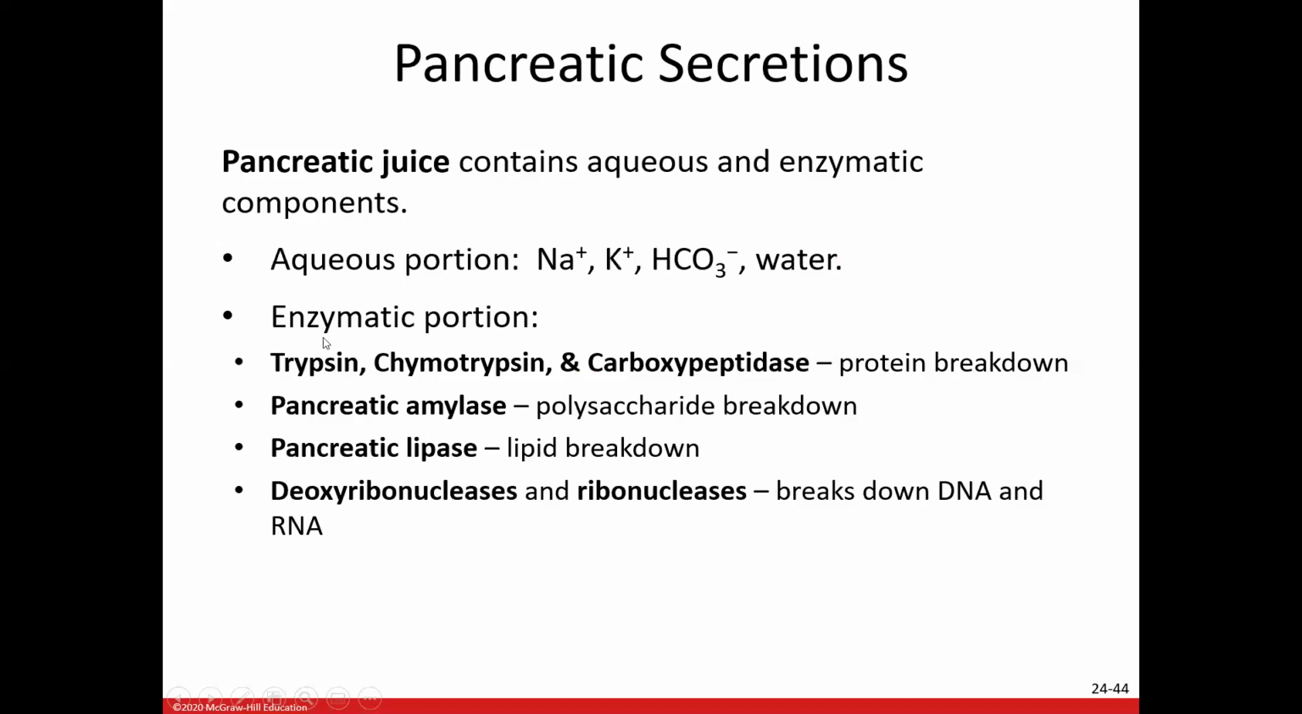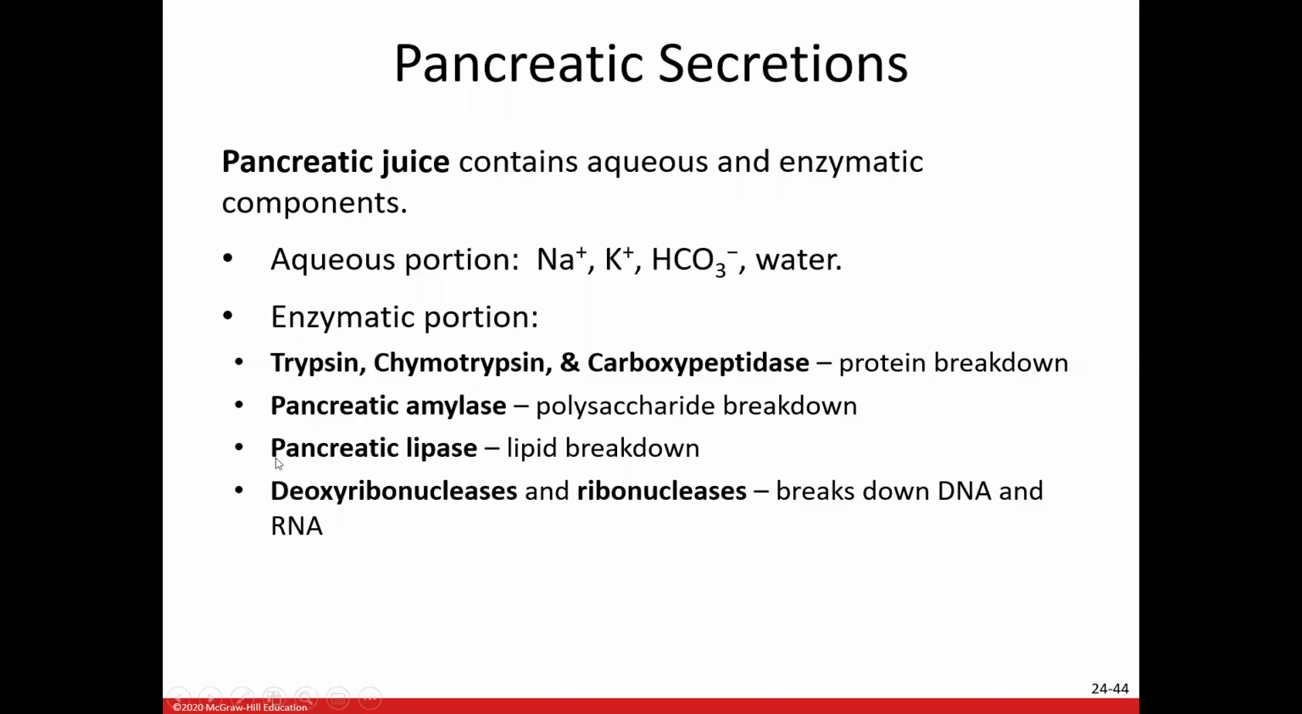Then the enzymatic portion has a bunch of different enzymes, which help with breakdowns of a lot of different macromolecules. So your trypsin, your chymotrypsin, and your carboxypeptidase all break down proteins. So they break down peptide chains into amino acids to be absorbed. Your pancreatic amylase breaks down polysaccharides. So we want to break down polysaccharides into disaccharides and then monosaccharides to be absorbed. So we're aiming to get something from like a starch to glucose.